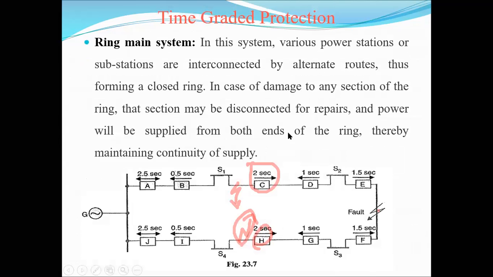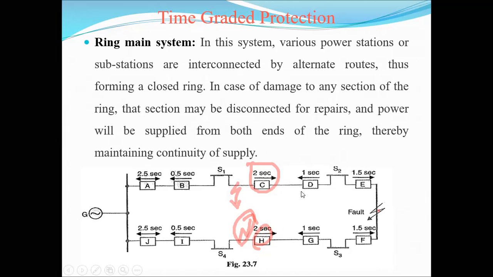Suppose the fault is obtained at this point. In that case, only the relay coils E and F will operate instantaneously. Why? Because these relay coils operate instantaneously if they are near the faulted point. That is the main reason for the instantaneous operation of the E and F relay coils.